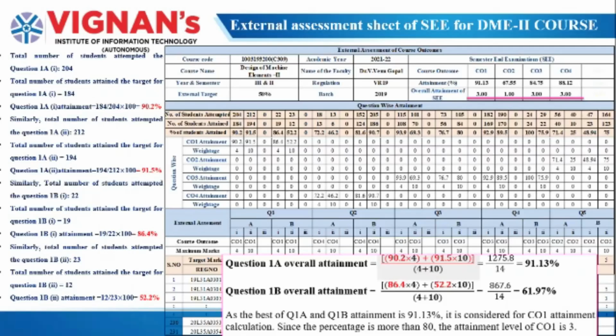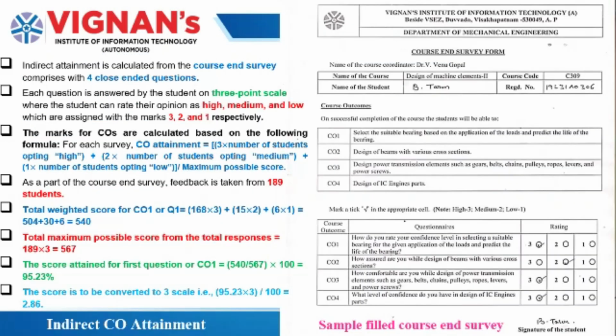As of now, we covered direct attainment, that is CAE and SCE. But we have one more attainment, that is indirect attainment. In the indirect attainment, you have to take the course end survey at the end of the semester for each course.